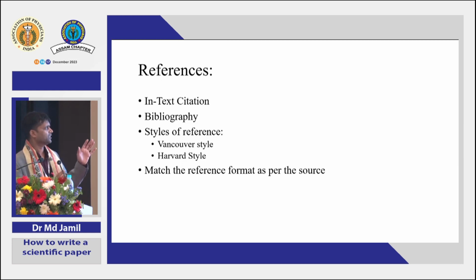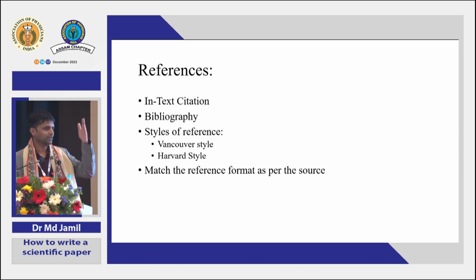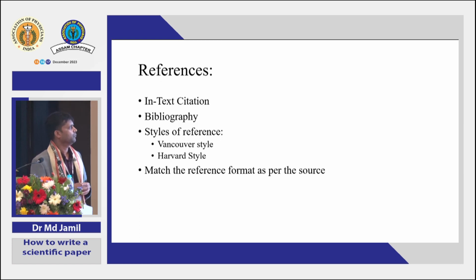And the reference has two parts: the in-text citation and the bibliography, depending upon the style. Mostly now the Vancouver style is used, but there is one more system called the Harvard system. Vancouver means we enumerate 1, 2, 3, 4, and at the end we insert the bibliography in numeric form. In Harvard, the name of the author is given, and later we list the bibliography in alphabetical manner. Depending upon the source of the information, whether it is from a book, a journal, or a conference proceeding, we should follow the referencing format.